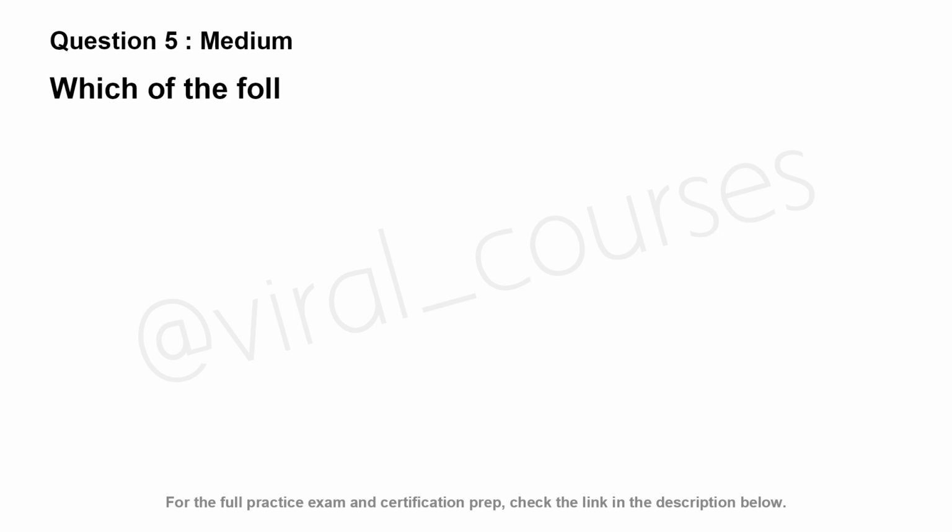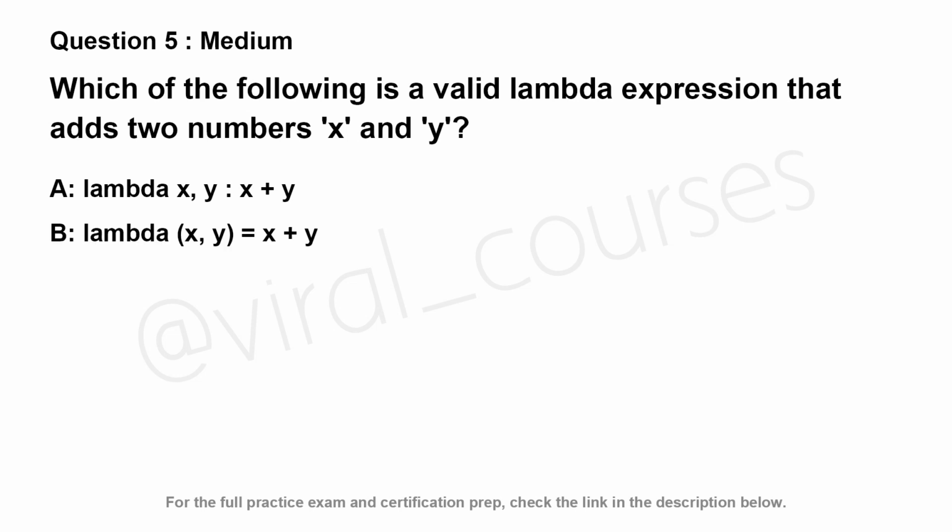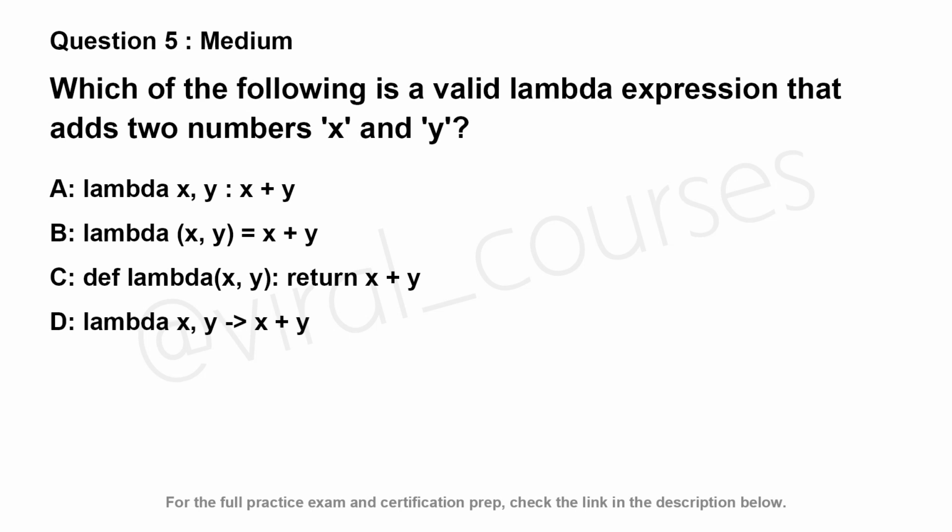Which of the following is a valid lambda expression that adds two numbers x and y? Option A, lambda x, y: x + y. Option B, lambda x, y = x + y. Option C, def lambda x, y: return x + y. Option D, lambda x, y -> x + y.